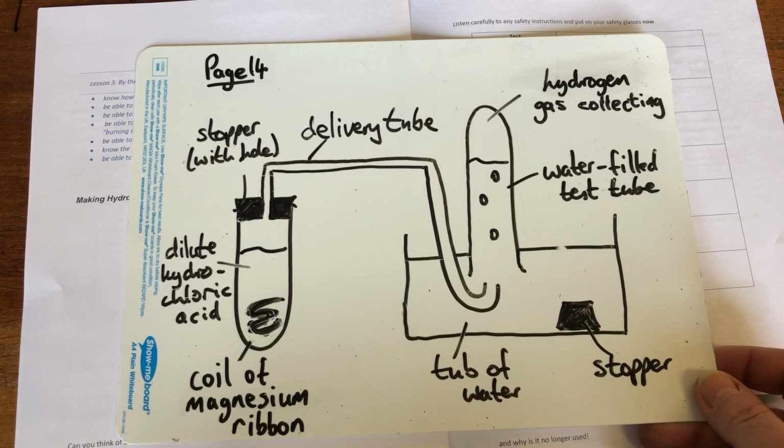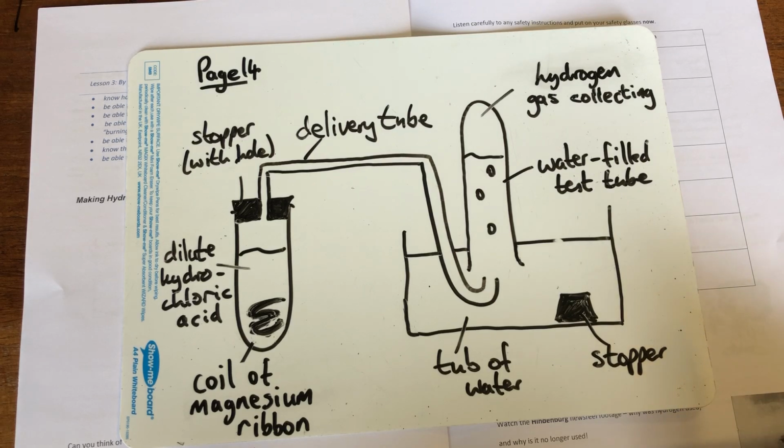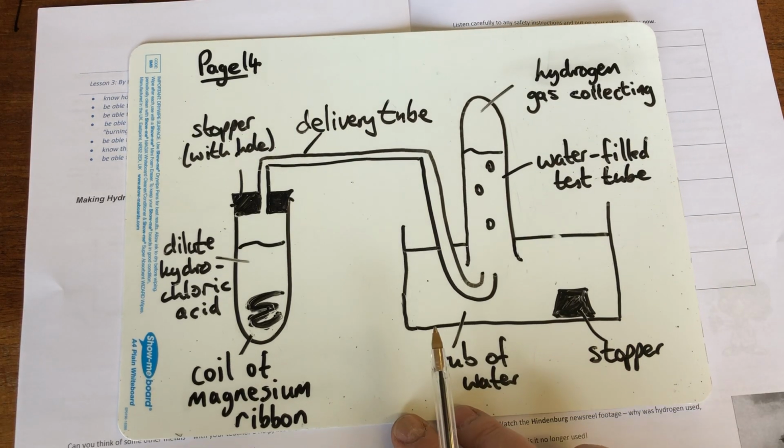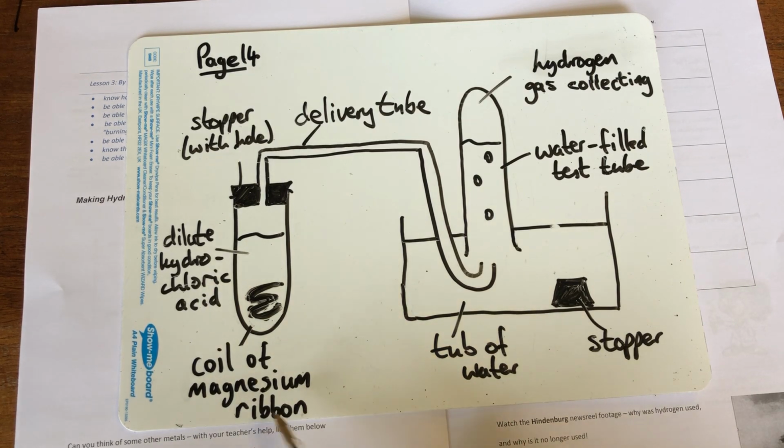This video is all about hydrogen and starts on page 14 of your gases booklet. You should already have watched the video Hydrogen Gas on YouTube. This is the diagram of the apparatus we used to collect the gas. We made it by reacting hydrochloric acid with a coil of magnesium ribbon.